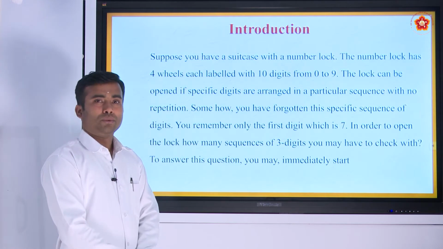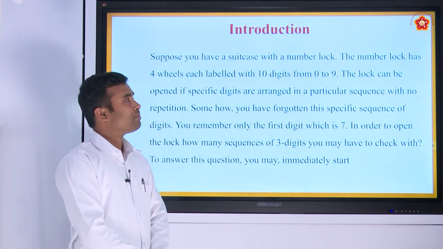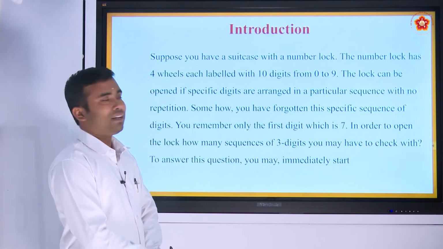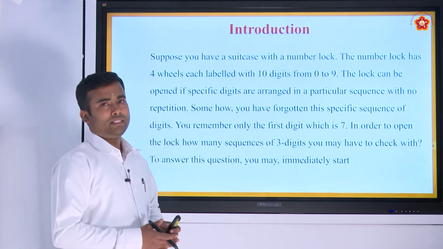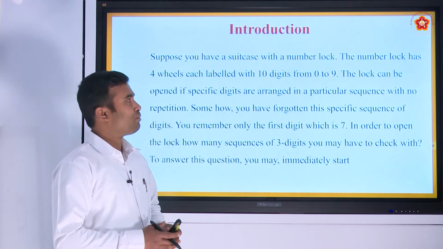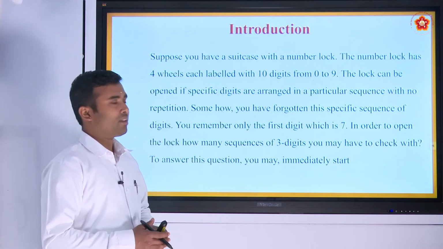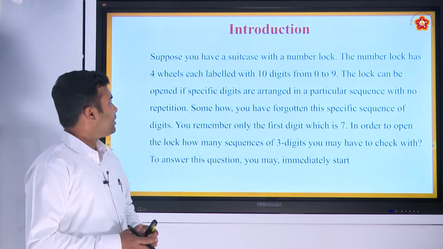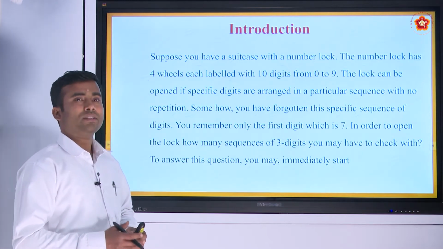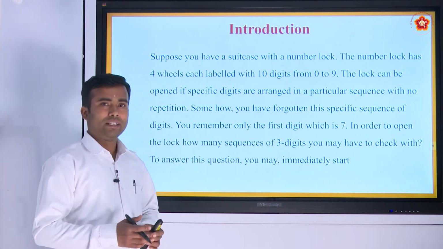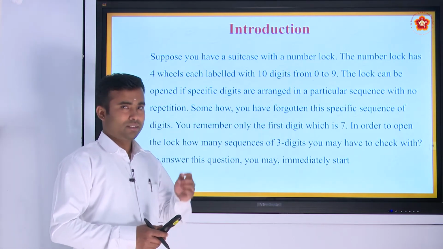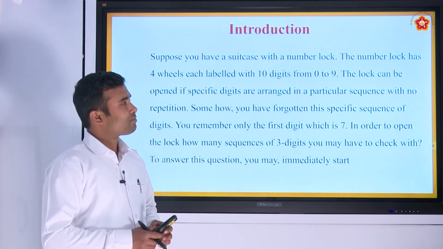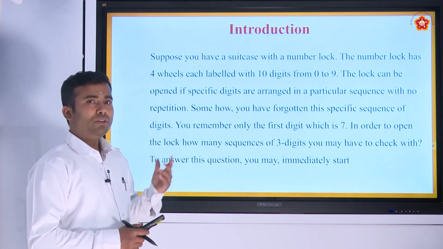Suppose you have a suitcase with a number lock. The number lock has 4 wheels and each wheel is labeled with 10 digits from 0 to 9. The lock can be opened if specific digits are arranged in a particular sequence. We call it the password set, without repetition.